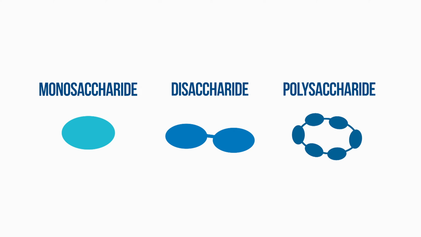Carbohydrates. Carbohydrates are made up of carbon, hydrogen, and oxygen. There are 3 classes of carbohydrates: monosaccharides, disaccharides, and polysaccharides. Monosaccharides are the most basic form of a carbohydrate. Since they are the most basic form of carbohydrates, they cannot be further broken down into simpler sugars.